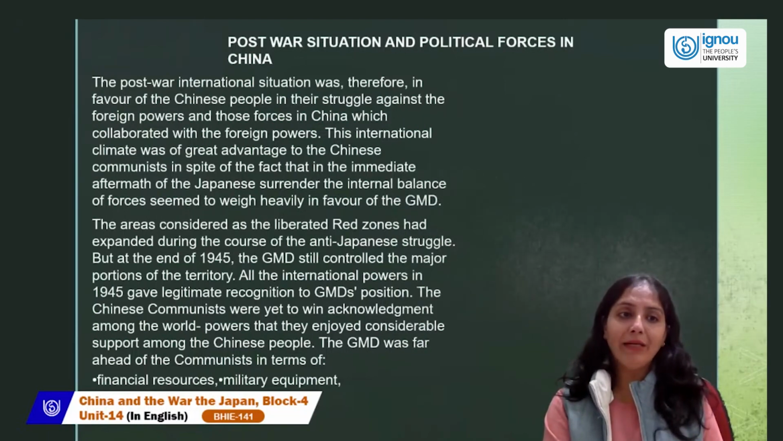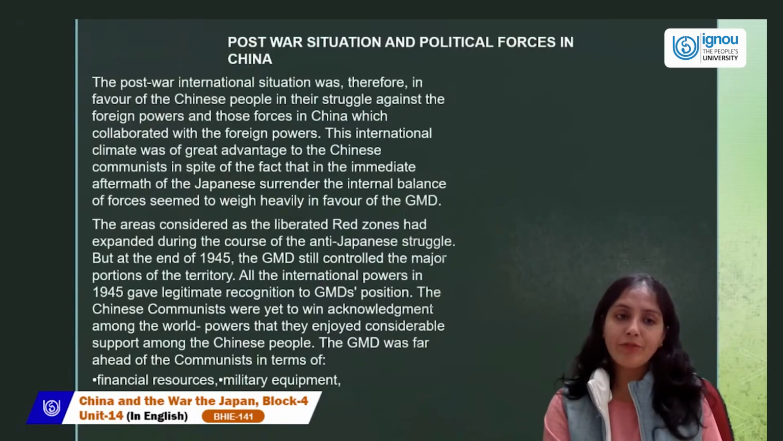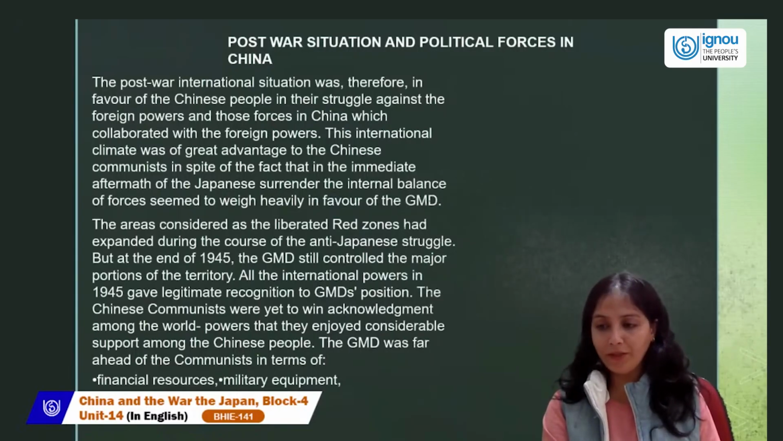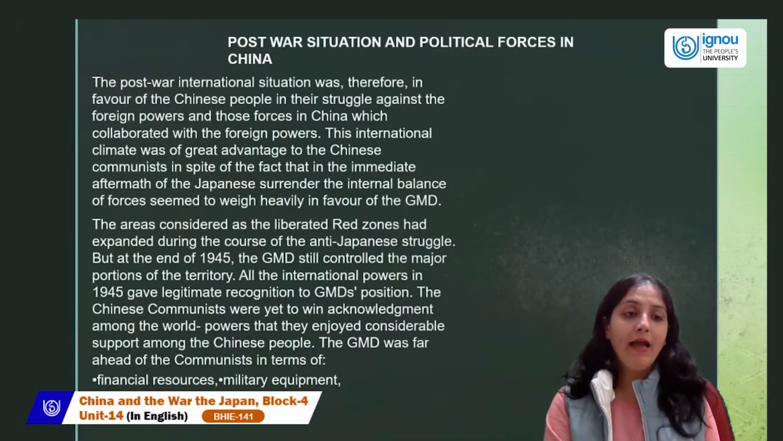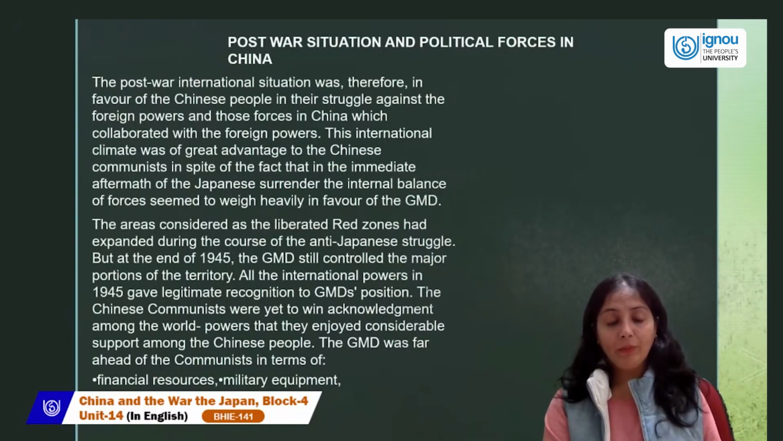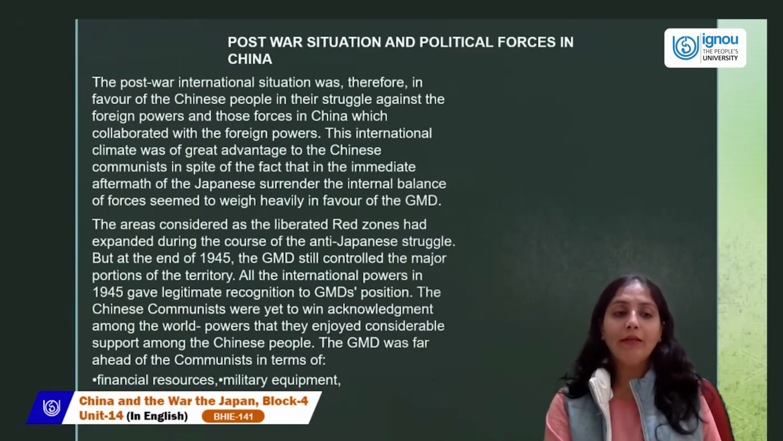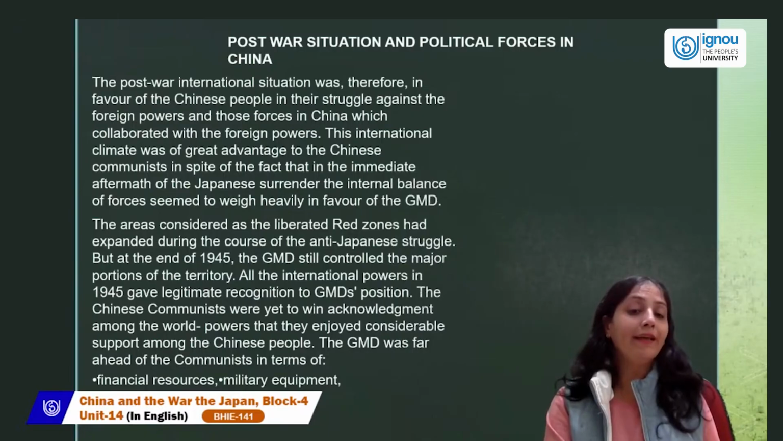This international climate was of great advantage to the Chinese communists in spite of the fact that in the immediate aftermath of Japanese surrender, the internal balance of forces seemed to weigh heavy in favor of the Kuomintang. The areas considered as the liberated red zones had expanded during the course of anti-Japanese struggle, but then at the end of 1945, the Kuomintang still controlled the major portions of the territory.